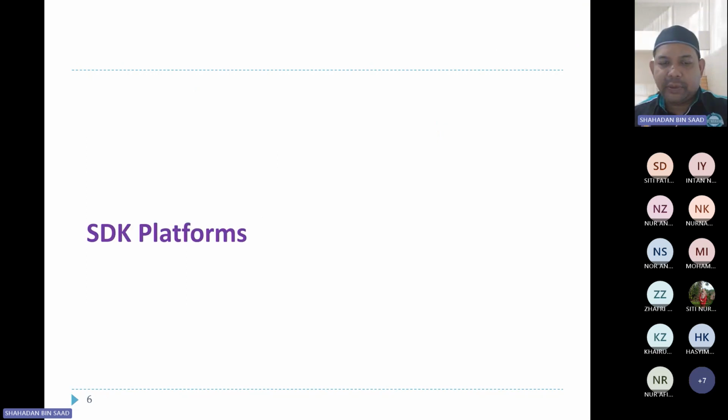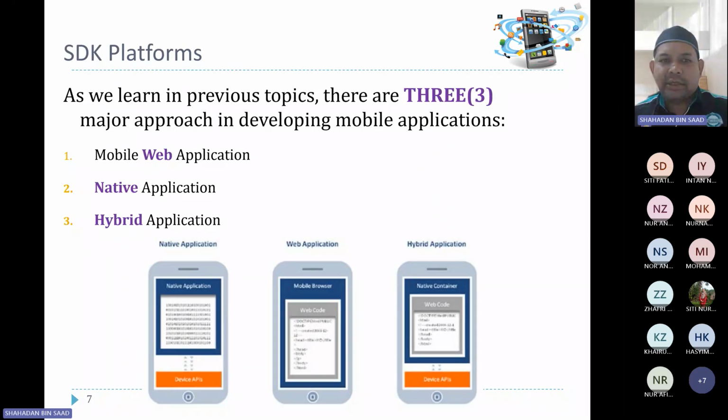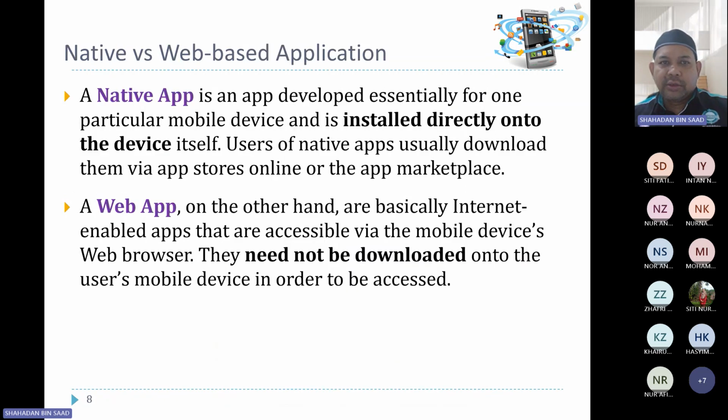So SDK platform. As we learned in the previous topic, there are three major approaches in developing mobile application. Either we use a mobile web application, or we develop a native application, or we can go to hybrid application. Both are possible, right? So, the difference between native and web-based application. A native app is an application developed essentially for one particular mobile device and is installed directly onto the device itself. Users of native apps usually download them via app stores online or the app marketplace.